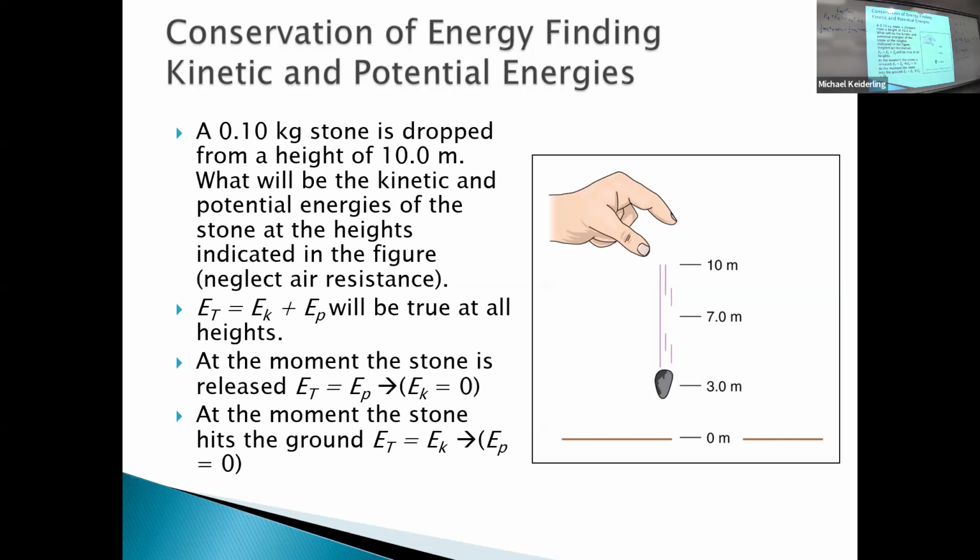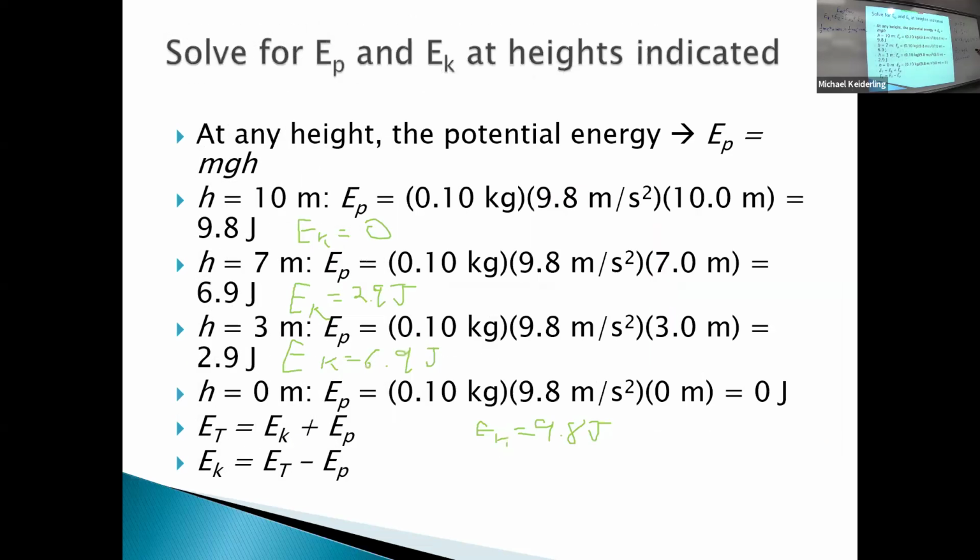So we can work out potential and kinetic energy at every height. At 10 meters, the potential energy is 9.8 joules. The kinetic energy is 0. At 7 meters, the potential energy, 0.1 kilograms times 9.8 meters per second squared times 7 meters, is 6.9 joules, which means the kinetic energy is 2.9 joules.